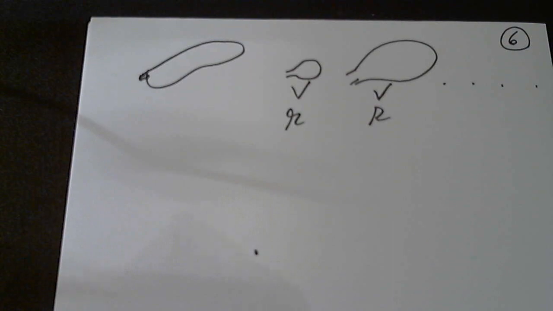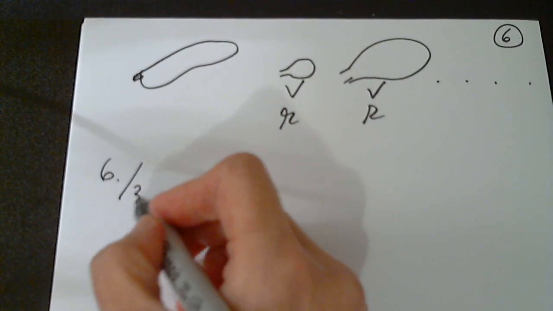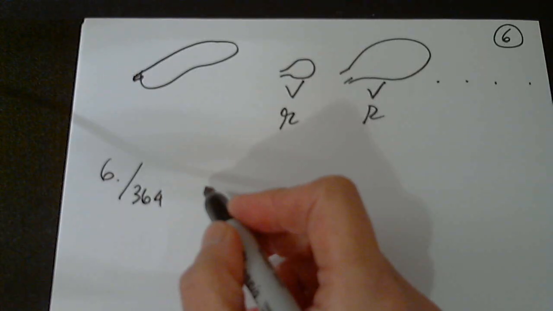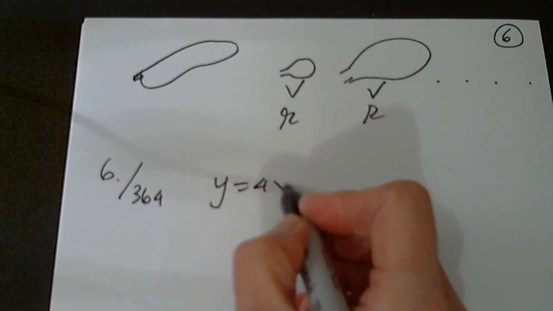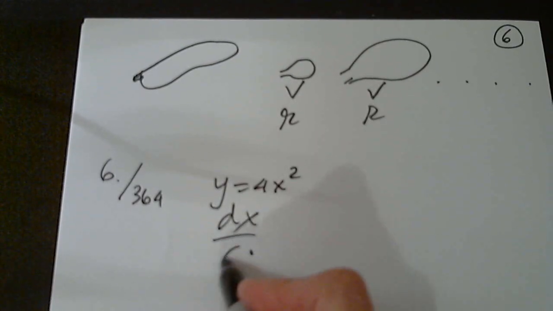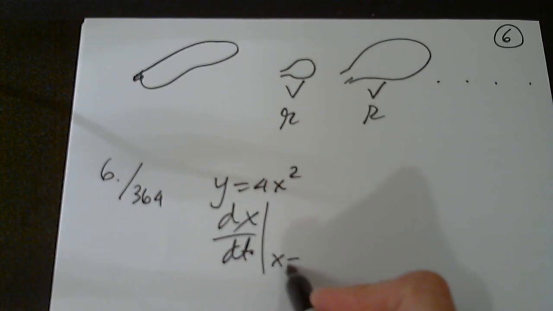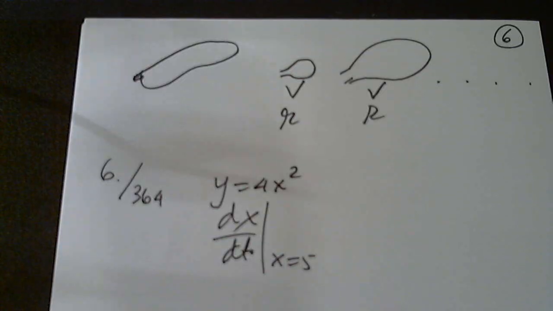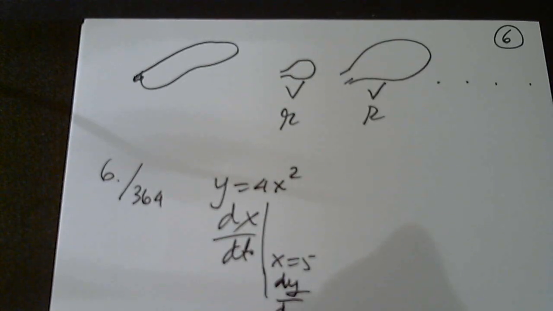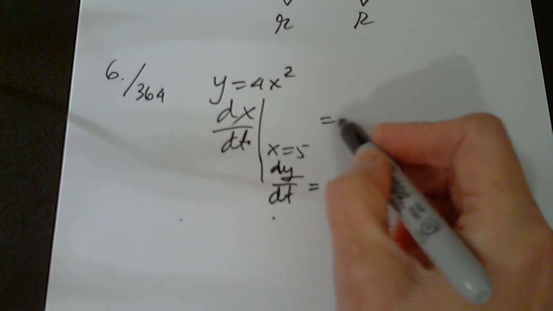Let's take a look at 6. This is on page 364. We have y equals 4x squared. They want us to find dx over dt when x equals 5 and dy over dt equals -3. Very good pick, a good warm-up. So this is the question.